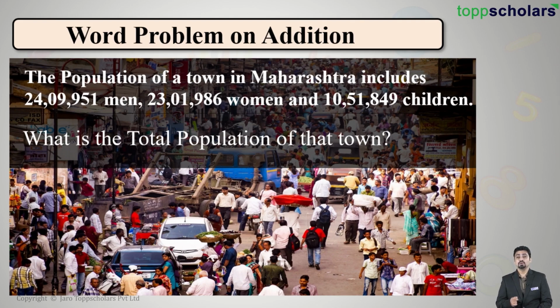24,09,951 men, 23,01,986 women, and 10,51,849 children. What is the total population of that town? Now, students, tell me, how do we find the total population? Simply by adding these three numbers.